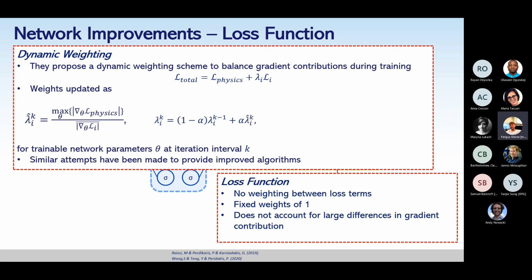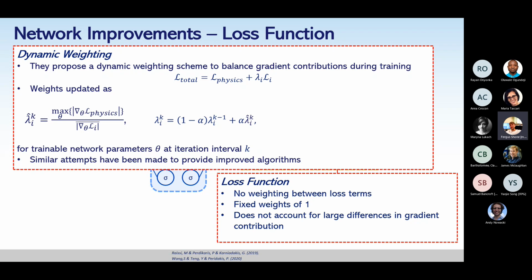So what they propose is a dynamic weighting scheme. They introduced this loss weight lambda_i, where lambda_i can be for any additional loss component, say data. And they update the weights using this algorithm here. So lambda hat is the maximum gradient with respect to the physics loss divided by the mean gradient for whichever loss component you're using, loss component i, basically.